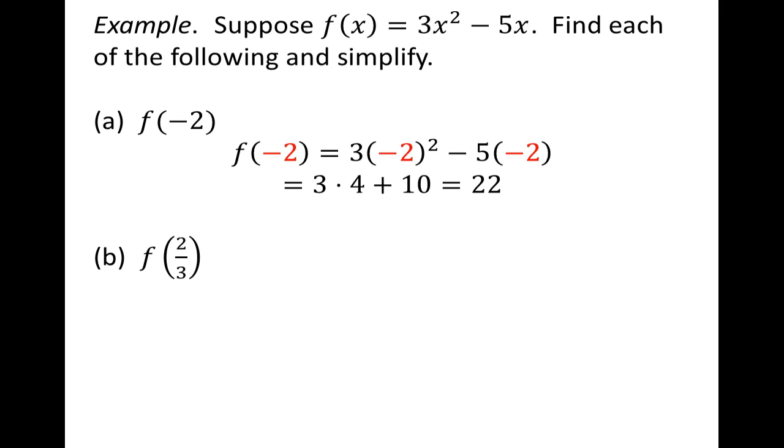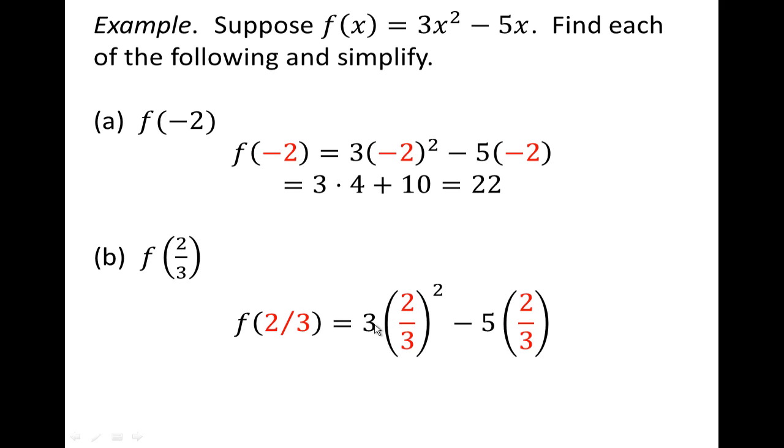How about something a little bit uglier, a fraction? f of 2/3. Okay, well, again, we'll color 2/3. f of 2/3 is 3 times the quantity 2/3 squared minus 5 times 2/3. Again, notice we're just taking the x values that are up here and replacing them with the number that's in the parentheses. And now we can work this out.